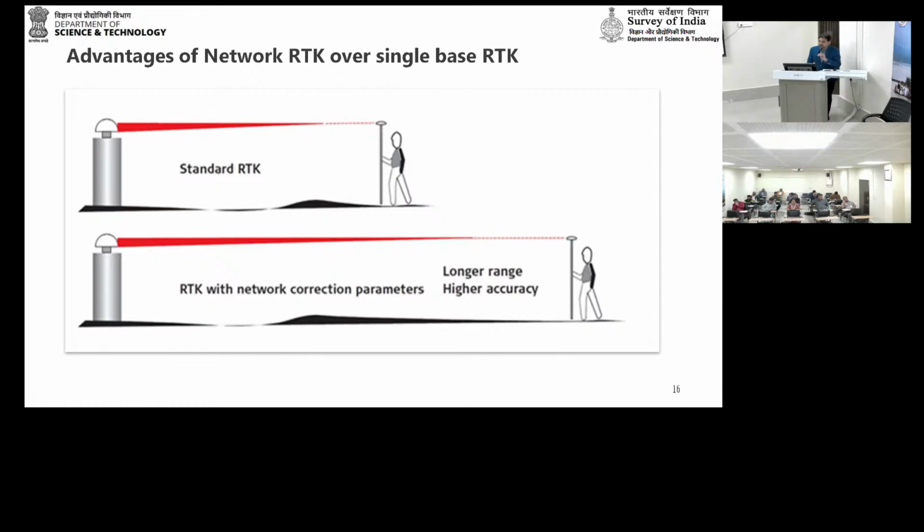Advantage of network RTK over single base RTK. You can see that in standard RTK the range is fixed, meaning whenever we move away from any base point the location accuracy is diluted. In a CORS network, whenever we move away from one point, because it is a network, we will be near another CORS station, so it is not dependent upon the range or the distance. It is a network of CORS points, and everywhere in the network we get accuracy independent of the distance.